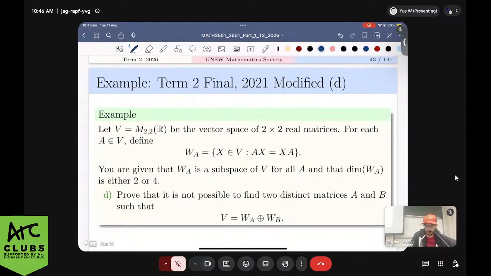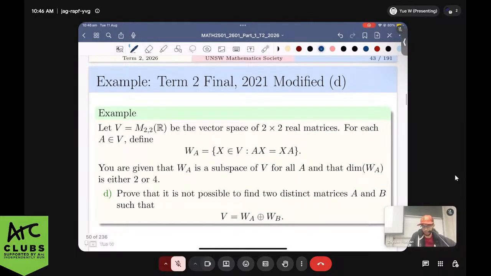Okay, so we have a practice question here. I think this was similar to the one we saw before. Anyway, AX equals XA, and V here is the set of all 2 by 2 matrices. Prove that it's not possible to find two distinct matrices A and B such that V equals W_A direct sum W_B. Okay, what even is W_A? It's the set of all X which commutes with A, meaning AX equals XA.